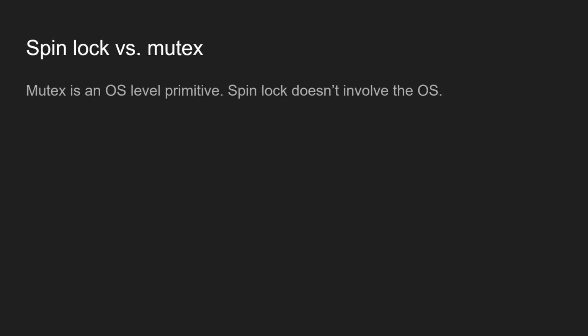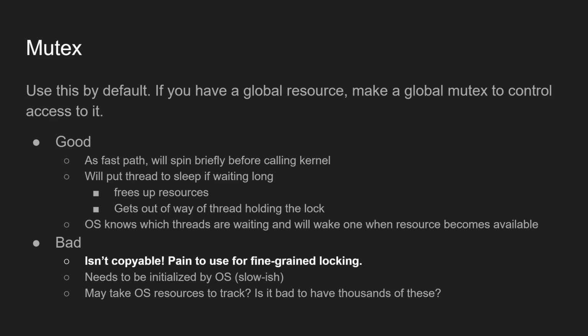Instead, APIs generally provide a mutex. And the difference between a spin lock and a mutex is perhaps a little subtle. In the way that you use it, it's pretty much the same. You say, I want to lock it. I want to unlock it. The difference is that a mutex is an operating system level primitive, whereas a spin lock is entirely in user space and doesn't involve the operating system at all.